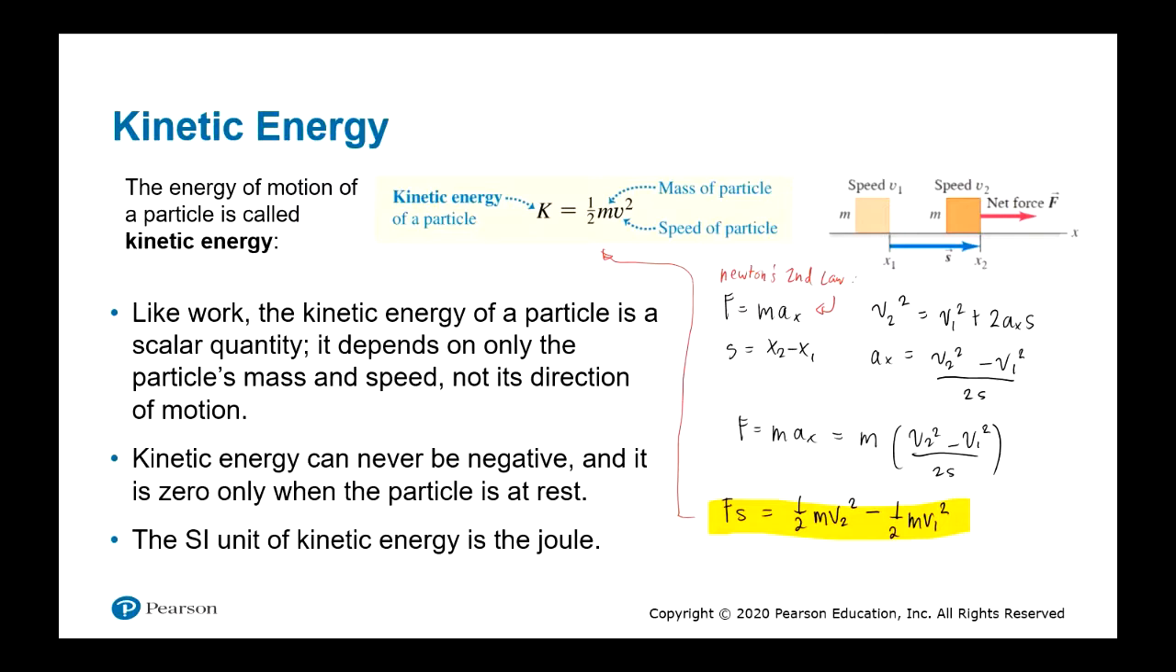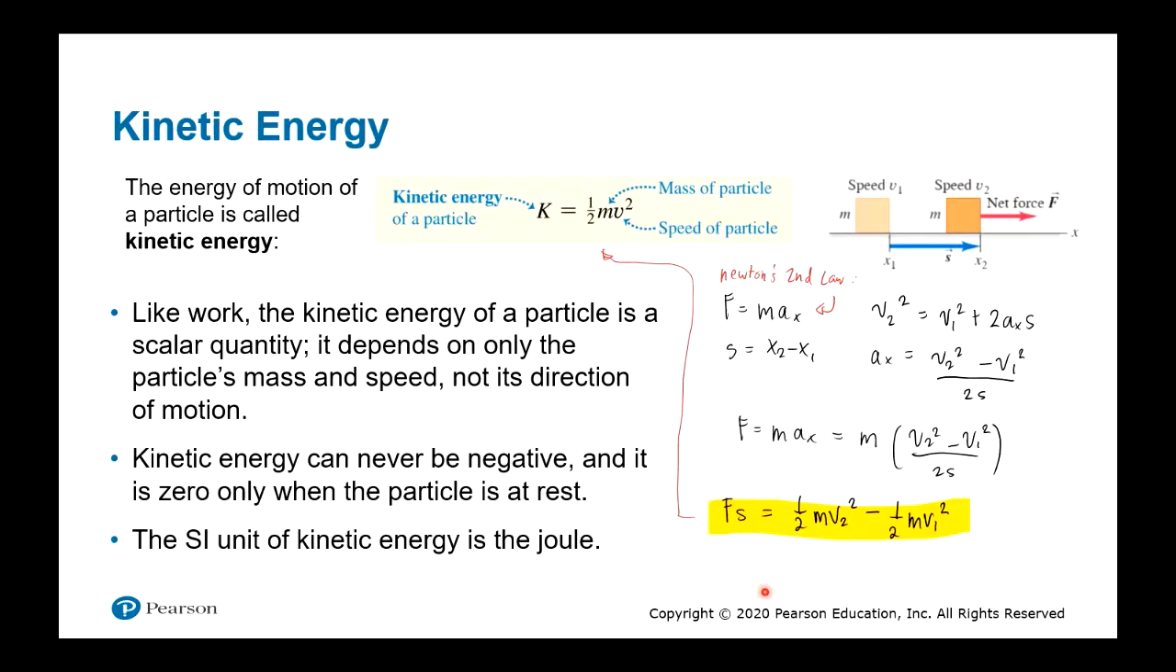Substituting this into Newton's second law, F equals ma, we get... rearranging this equation by multiplying both sides by s, we get Fs equals 1/2 mv2 squared minus 1/2 mv1 squared. And so this is how we derive the work energy theorem, because F times the magnitude of the displacement s is just equal to the work.